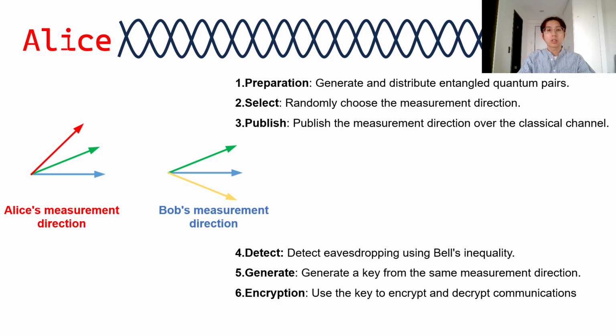So the E91 protocol may be divided into six steps. The first one is preparation: generate and distribute the entangled quantum pairs.